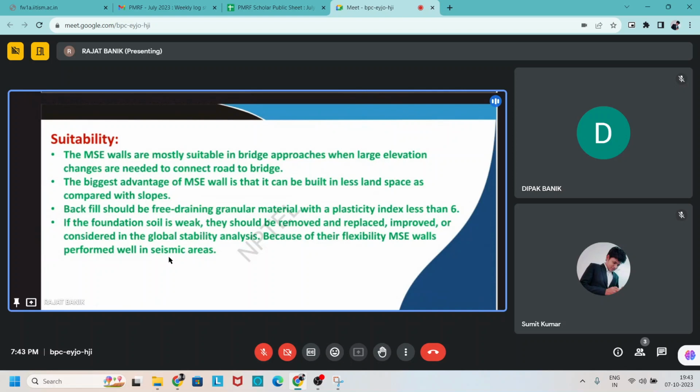Backfill should be free-draining granular material with a plasticity index less than 6. If the foundation soil is plastic, it should be removed, improved, or considered for integrated stability enhancers. Because of their flexibility, mechanically stabilized earthen walls perform well in seismic areas. So these are the different suitability when we use this mechanically stabilized earthen wall.